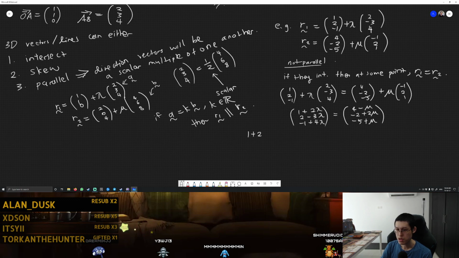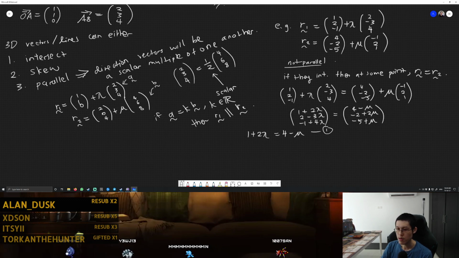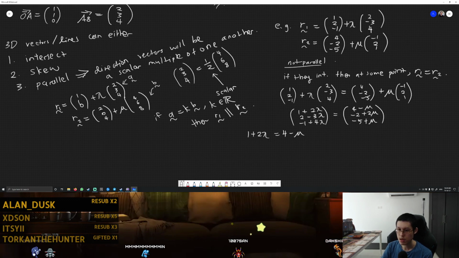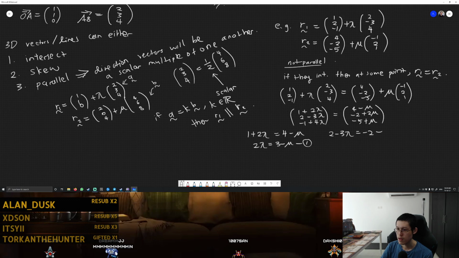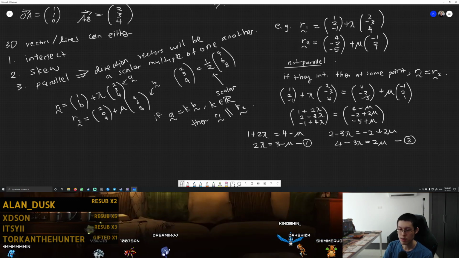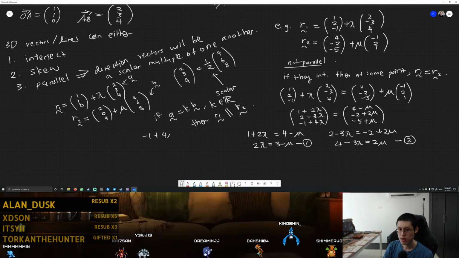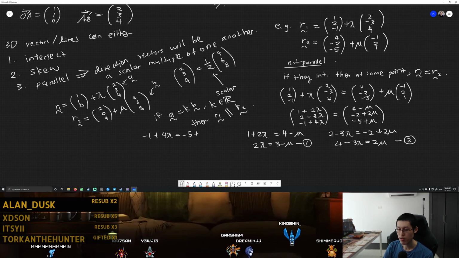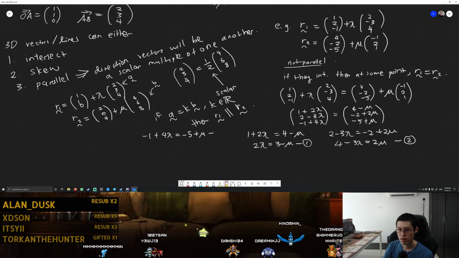As you can see, we actually end up with 3 different equations. Our first equation is this guy here. Let's simplify this a bit first. That's going to give me 2 lambda equals 3 minus mu. We'll call this our first equation. Our second equation is this guy here. I'm going to move that over here. So we get 4 minus 3 lambda equals 2 mu. So our second equation. And our third equation, we have this guy equals minus 5 plus mu. Then I simplify this by moving all the numbers to one side.